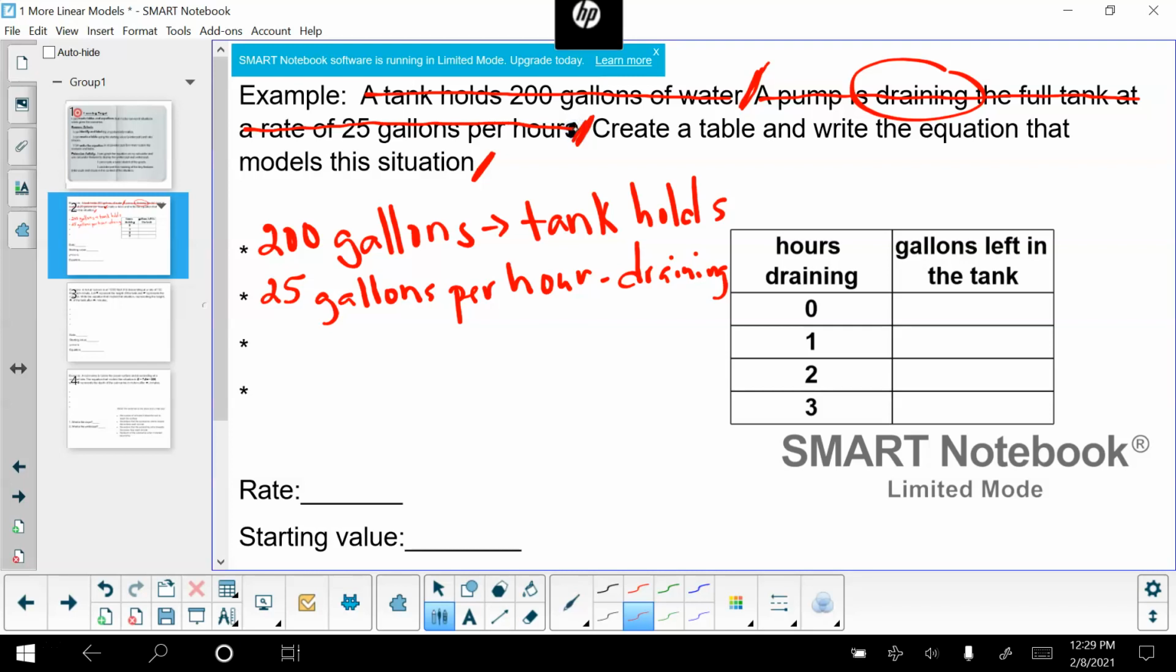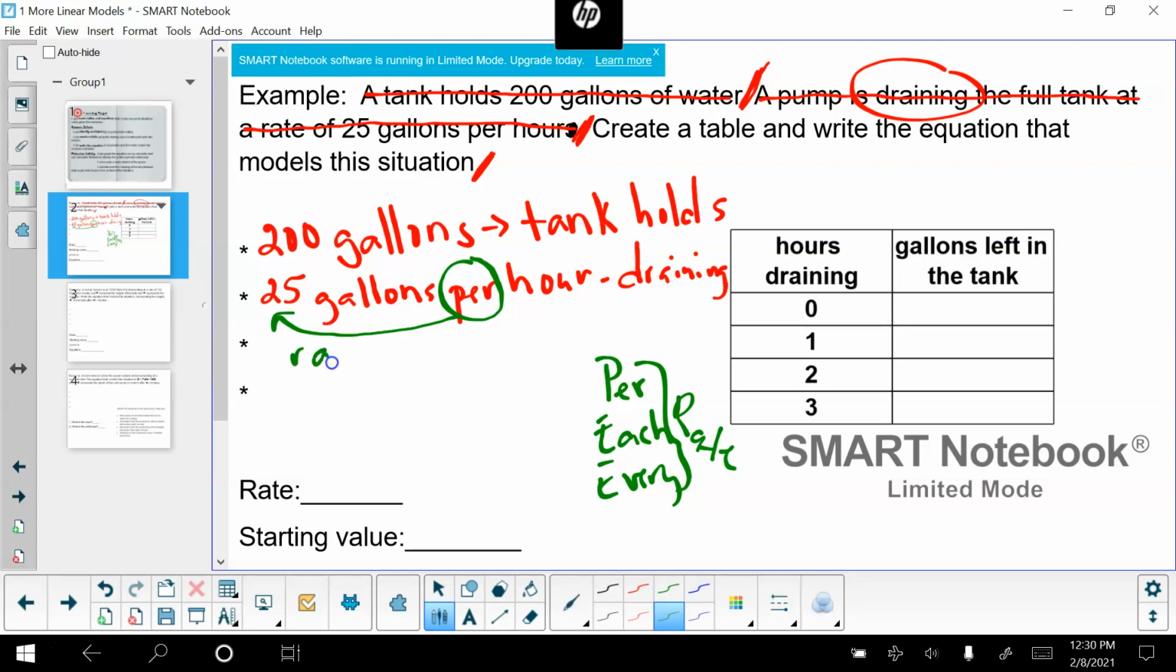And then the last thing just says, create a table and write the equation that models this situation. Well, one of the things that I need to do is to pick out my rate and my starting value. Okay, now I'm just going to remind myself over here that my rate words are per, each, and every. And if I see one of these words, that indicates a rate. So I'm going to go back and look at what I wrote down. And I can see where I wrote down that there's a per in there. So I'm going to circle that. And then the number that goes with it is the 25. So I'm going to label that. That must be my rate. 25 is my rate. Okay.